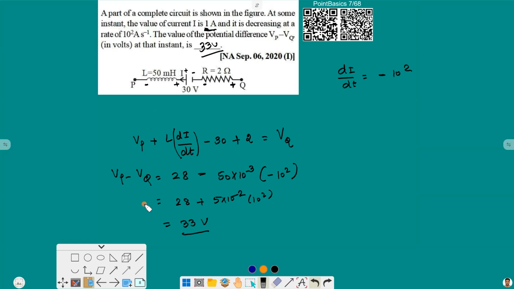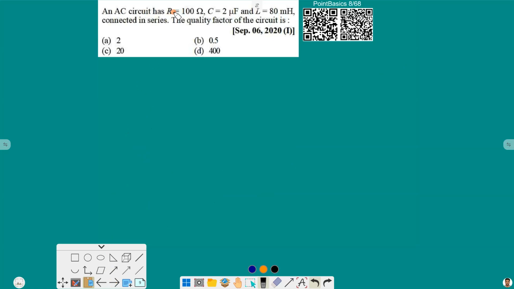Let's move to the next one. An AC circuit has a resistance, capacitor and inductor connected in series. We need the quality factor of the circuit. We know the formula for quality factor is 1 by R into the square root of L divided by C.